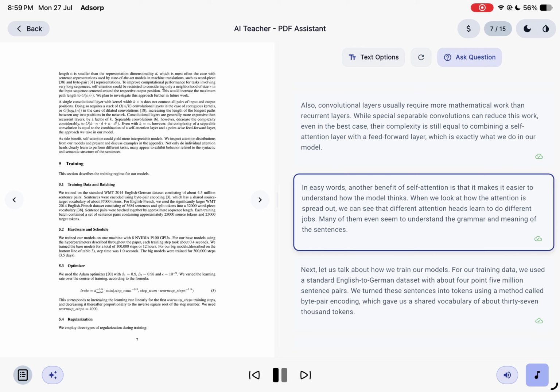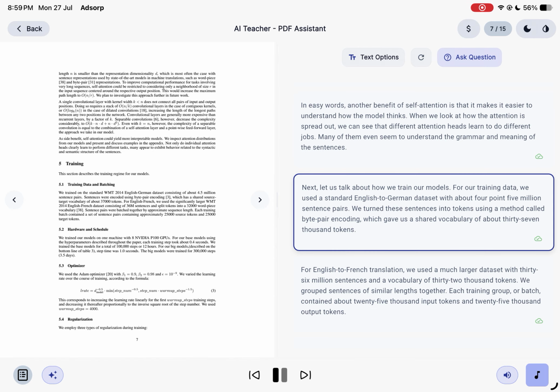Many of them even seem to understand the grammar and meaning of the sentences. Next, let us talk about how we train our models. For our training data, we used a standard English to German dataset with about 4.5 million sentence pairs.